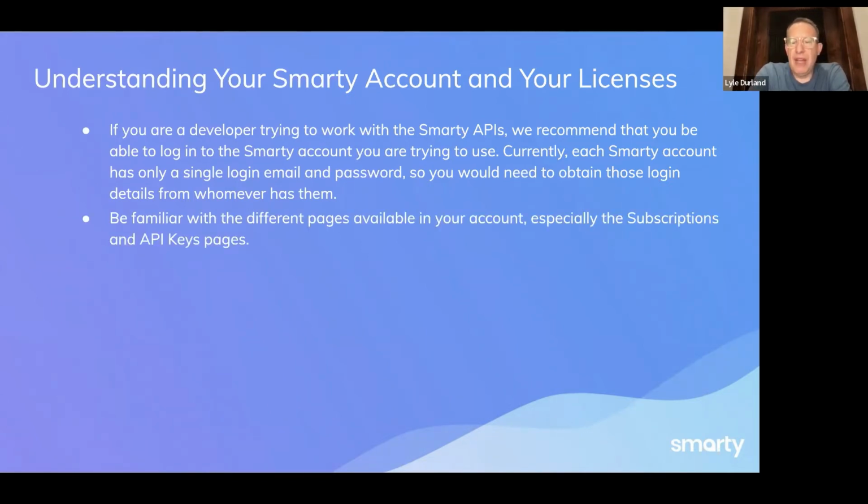Specifically, be familiar with the different pages available, especially the subscriptions page and the API keys page. In the subscriptions page, you'll be able to see the history of subscriptions. You'll be able to see, for example, given a certain subscription, what is the exact license value you're supposed to use in the request. That's all in the subscriptions page. Obviously, the API keys page, we saw that one already, a screenshot of that already. It's just much more convenient for you to have direct access to the API keys page for the keys you're trying to use, and so you can manage those things there.